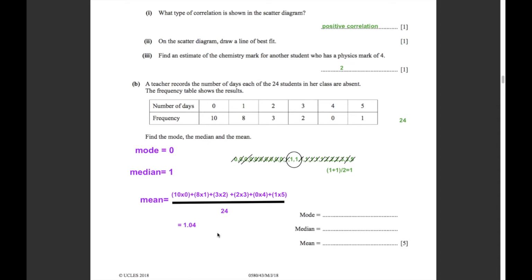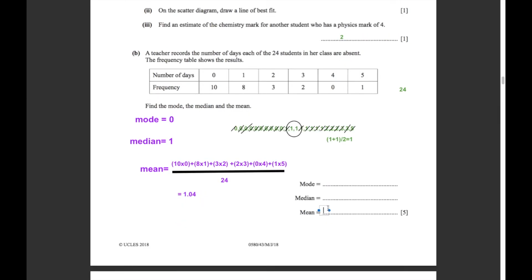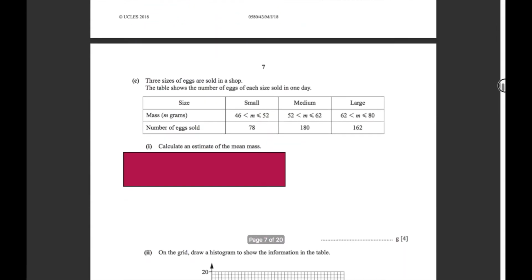Doesn't mean all the students were actually 1.04 days absent. Me personally, I would have just written 1 because it doesn't make sense to be 0.04 days absent unless you're a couple of hours late, I guess, to school. But in the mark scheme, they do leave it as 1.04 or 1.041. But let's just keep it to 3 significant figures. Okay, so let's move on.